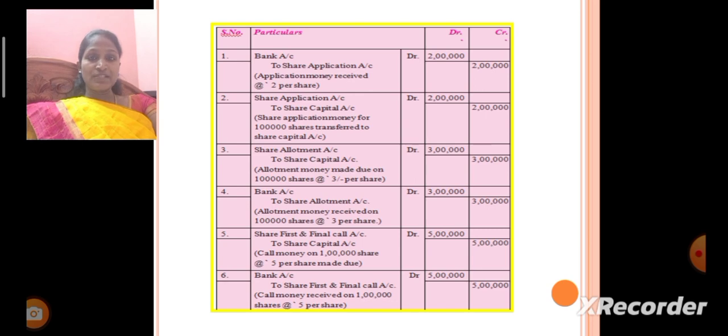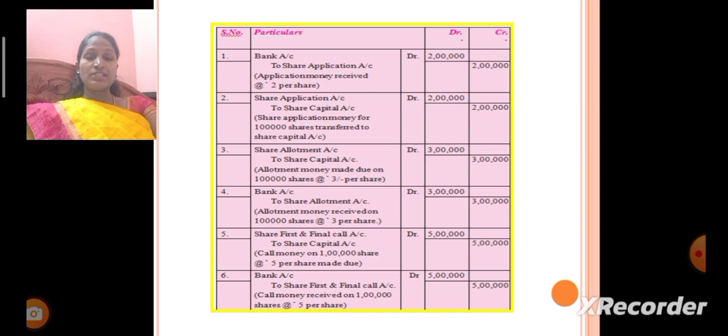Second entry, for transferring application money to share capital account: Share Application Account Dr. to Share Capital Account. The same amount is transferred to share capital account. Third, the allotment money due entry: Share Allotment Account Dr. to Share Capital Account. The allotment money is rupees 3, so 1 lakh shares into rupees 3, 3 lakh. Fourth entry is receipt of allotment money: Bank Account Dr. to Share Allotment Account. The same amount, 3 lakh.